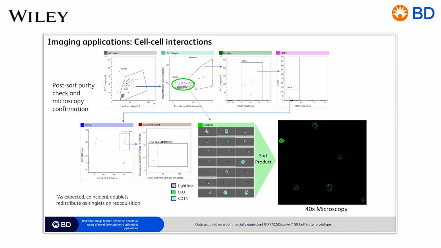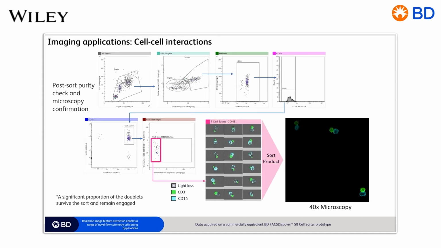And we actually sort those onto a slide, and of course you get a bunch of isolated monocytes and T cells. Now, conversely, when we sort the synaptic doublets, what we see is a lot of them actually survive the sort. So you can see there's some that redistribute in CD14 positive single positive cells and CD3 single positive cells, but the majority in this case are CD3, CD14 positive, and they actually remain intact. And we actually can sort those onto a slide and see our little kissing cells there.